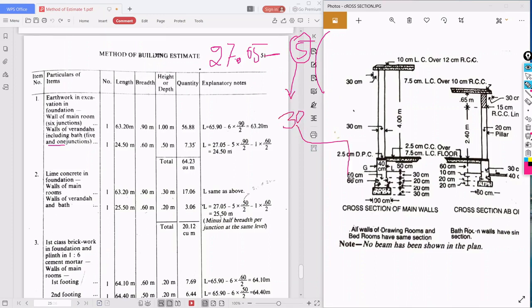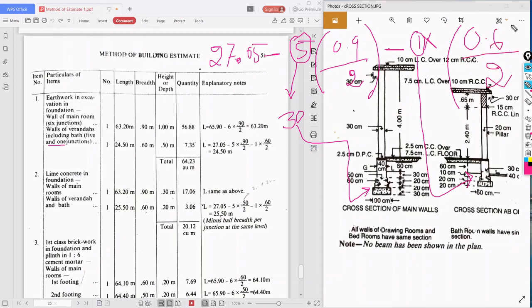Okay. So for 30 centimeter wall, what is the width of the foundation? That is 0.90. So 0.9 divided by 2, minus, and another junction is 1. Okay, another junction is 1 into same. Now this 1 is concerned with the 20 centimeter wall, and what is the width of the 20 centimeter wall foundation? That is 0.6. So 0.6 by 2. Okay, so 27.05 minus 5 junctions, that is 0.9 by 2, minus 1 junction with 20 centimeter wall, and that width is 0.6 by 2. So we are getting 24.50.